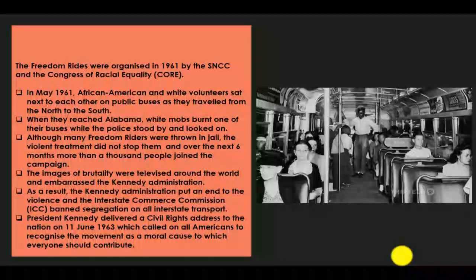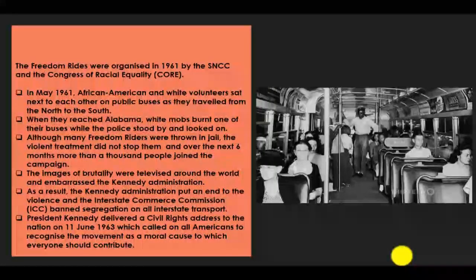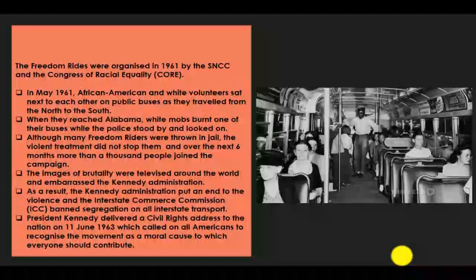President Kennedy delivered a civil rights address to the nation on the 11th of June 1963, which called on all Americans to recognize the movement as a moral cause to which everyone should contribute.